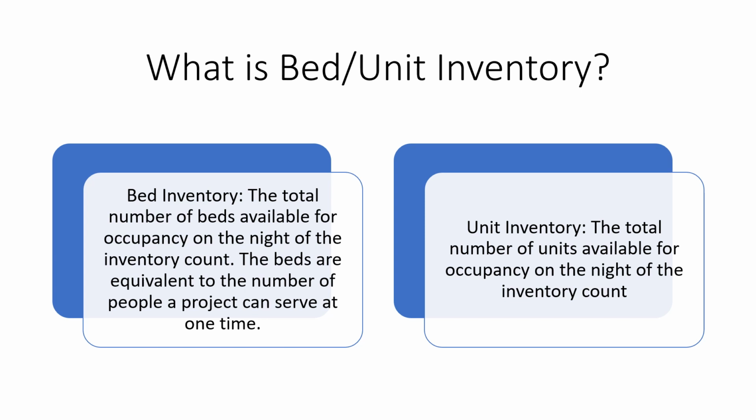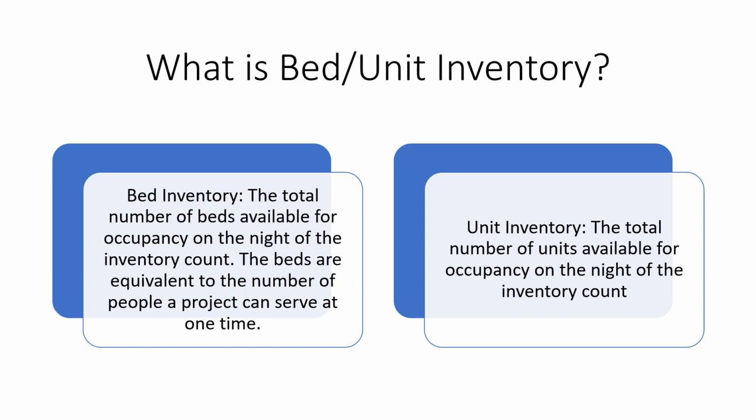What is the bed and unit inventory? The bed inventory is the total number of beds available for occupancy on the night of the inventory count. The beds are basically equivalent to the number of people a project can serve at one time. For all project types other than rapid rehousing, COCs must include all of the dedicated homeless beds and units available for homeless persons on the date of the inventory count.